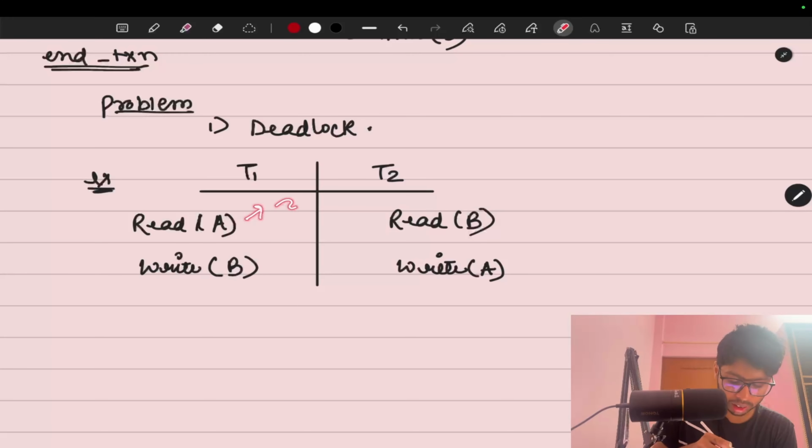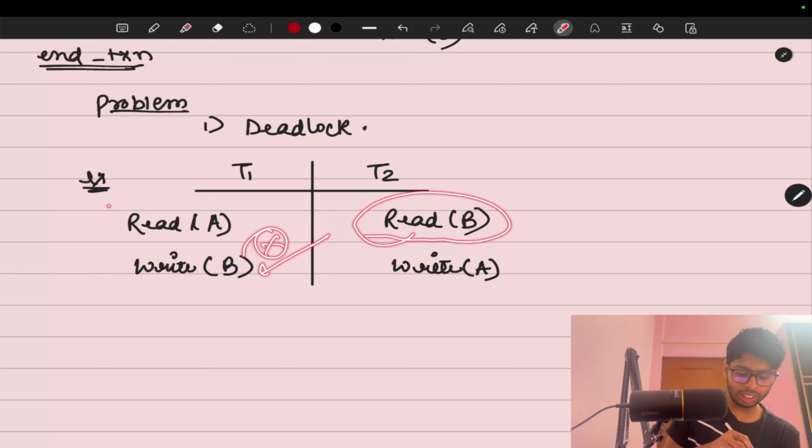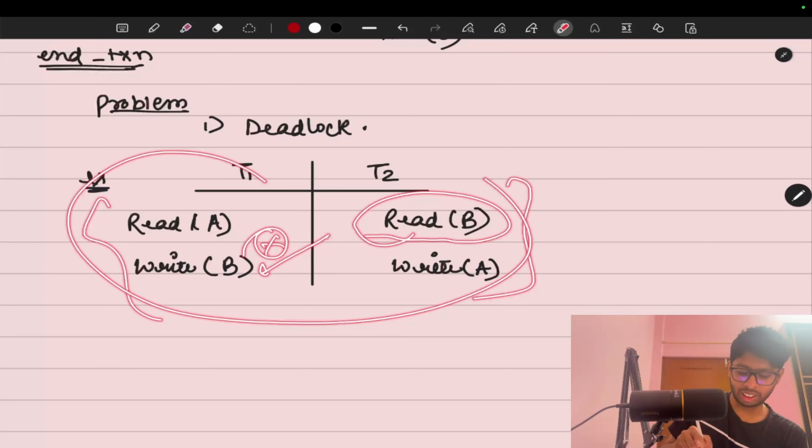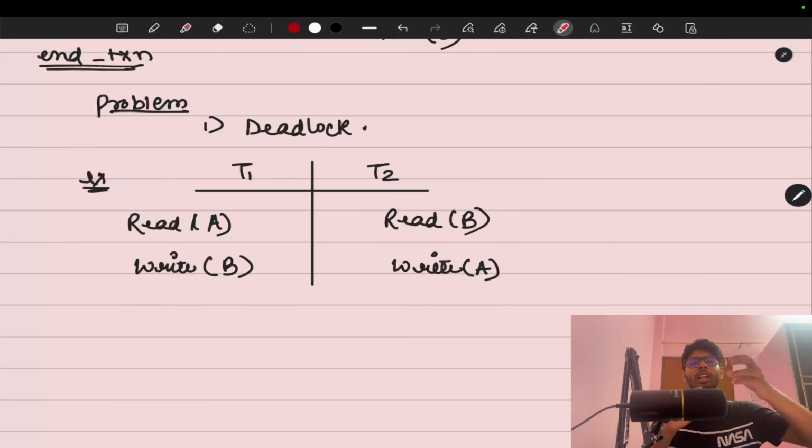A is taken by transaction 1 and we cannot write it. This is not possible. B is taken by transaction 2, transaction 1 can also not write it. Both these transactions are in the deadlock state. They both are waiting right now, and this is not going to be solved. This is the problem of deadlock, and we reach this territory in pessimistic control.